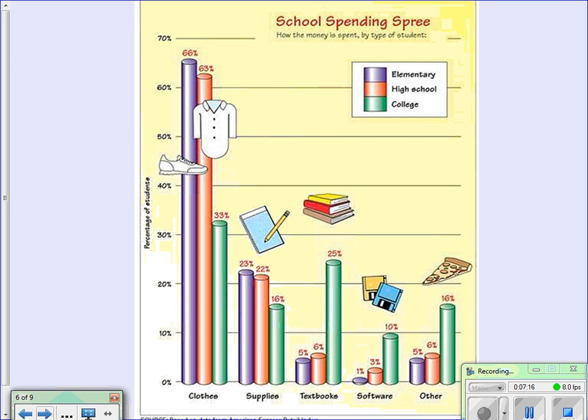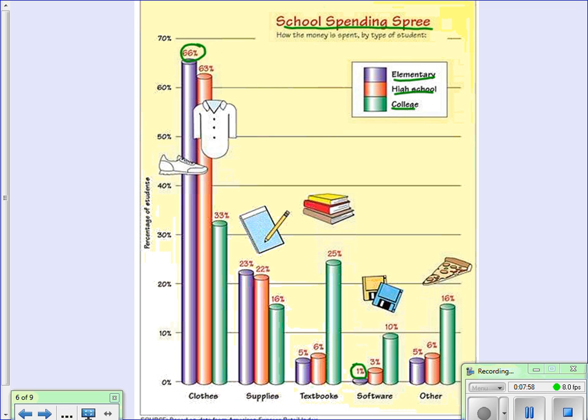Here, we have almost a triple bar graph, if you want to think of it that way. We have 3 bars for each one, right? We have our key up here, letting us know that the blue is elementary, the red is high school, the green is college. We're talking about school spending spree. How money is spent by different types of students. So you can see elementary students, the blue, they spend a lot on clothes. 66% of the school money they spend at the beginning of the year for school is spent on clothes. While they only spend 1% on software, on computer stuff.